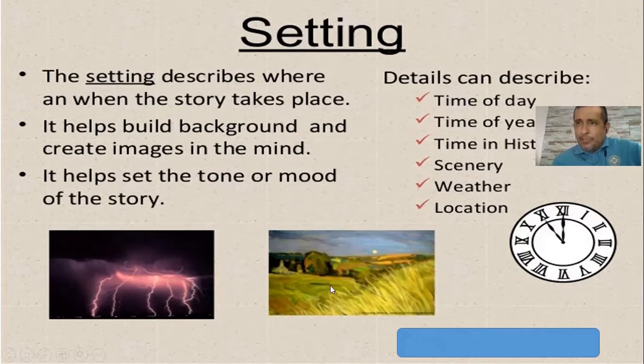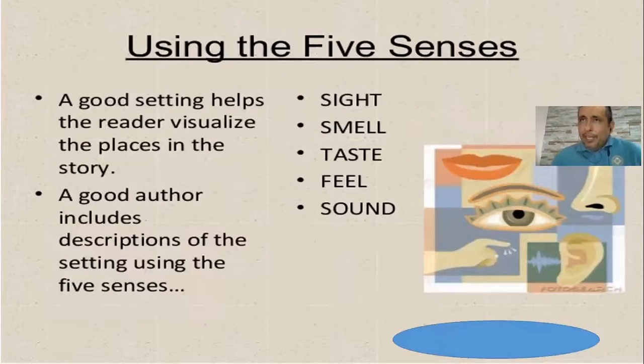Here we have two pictures, two examples about settings. And here we have the time. Okay, also the author is going to help us, or is going to include some description of the setting through the five senses. The author is going to put the sight, the smell, the taste, the feel, and the sound.